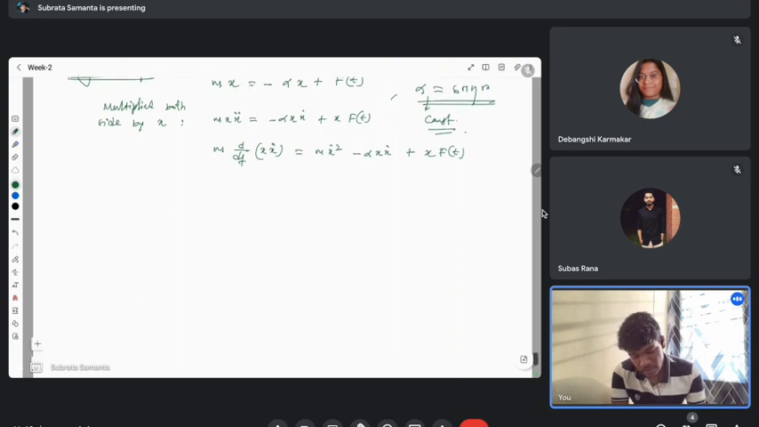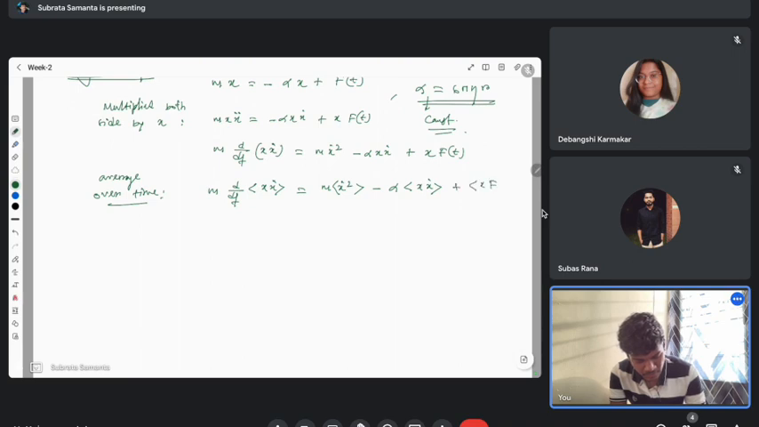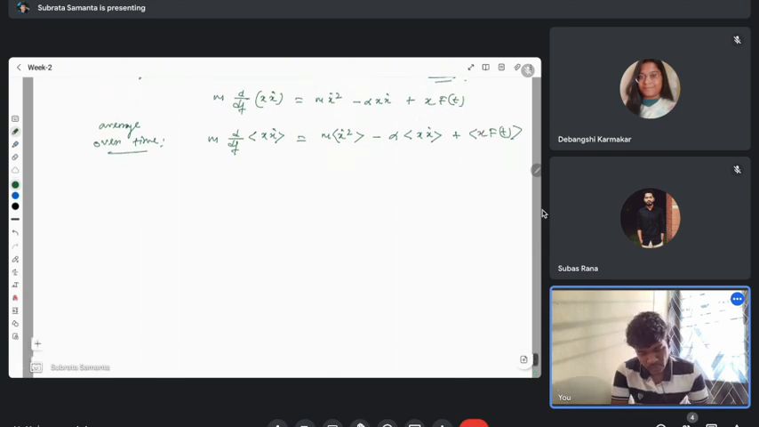Now we average over time. Putting the average over time on the whole equation, that means m d/dt of the average of x x dot equals m times the average of x dot squared, minus alpha times the average of x x dot, plus the average of x f(t).